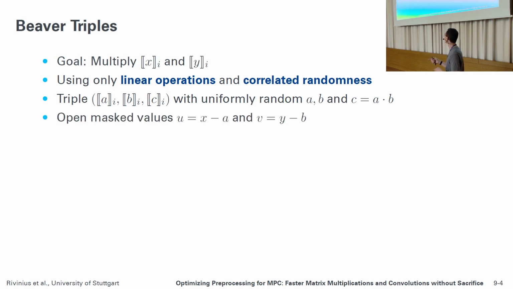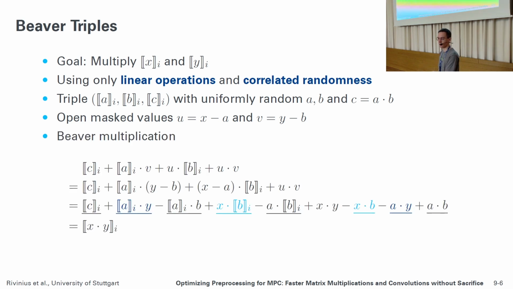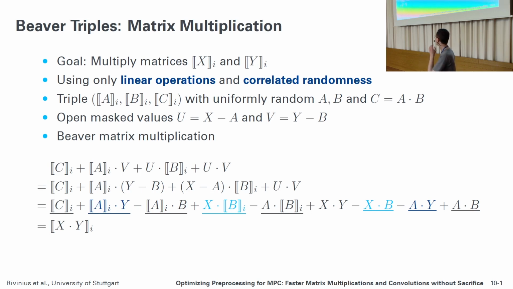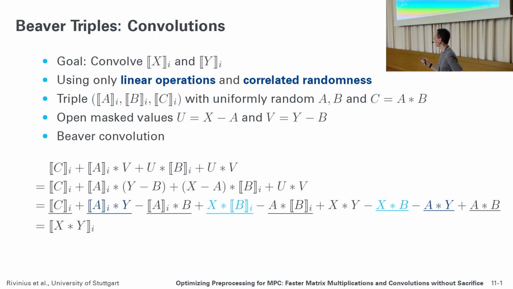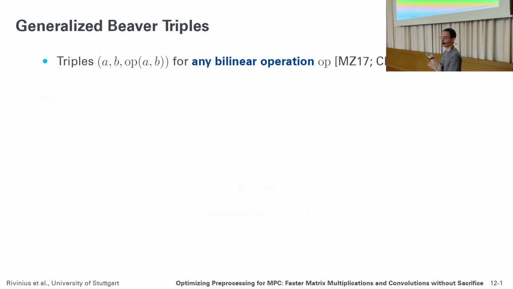Then you compute X minus A, and Y minus B, which information-theoretically is your mask. You can open that without risking privacy. Then you do the Beaver multiplication just with linear operations, some things cancel out, and you get the product X times Y. You can do the same for matrix multiplication: all the lowercase letters change to uppercase letters, and you do matrix multiplication now. That's it. And also the same for convolution. Just change the operation, and it basically works for any bilinear operation.